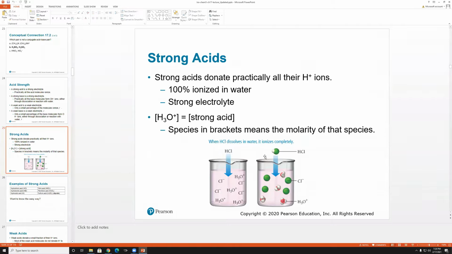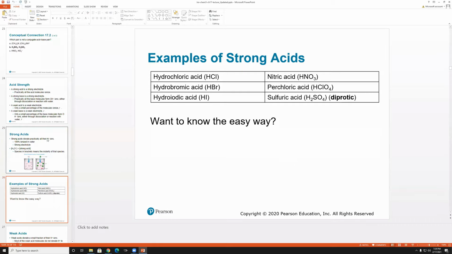Hate it here. Yeah. Okay, so we have the strong electrolytes, meaning with strong acids and strong bases. They're complete ionization, 100% ionization. Okay, and then we talked about the strong acids. So how do we identify the strong acids?